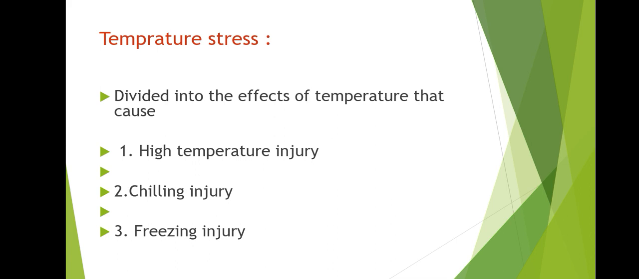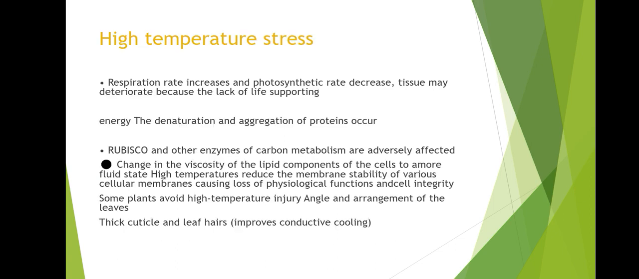The first abiotic stress is temperature stress. Temperature stress is divided by the effect of temperature into high temperature injury, chilling injury, and freezing injury. High temperature injury: respiration rate increases and photosynthetic rate decreases. Tissues may be recoiled because of the lack of support. Then denaturation and aggregation of proteins occur, and RuBisCO and other enzymes of carbon metabolism are adversely affected.